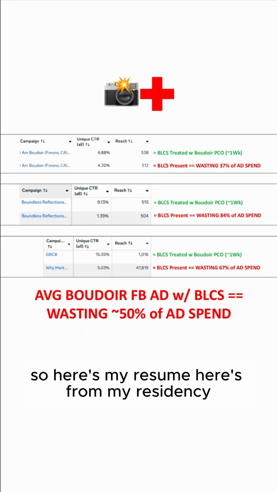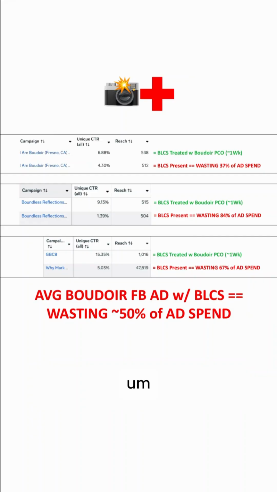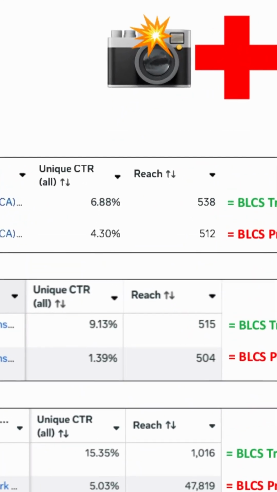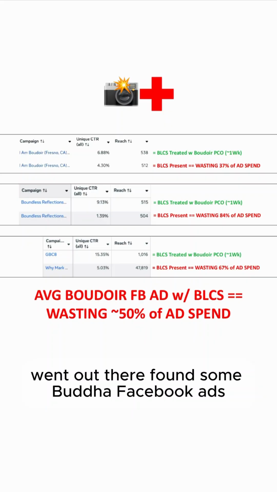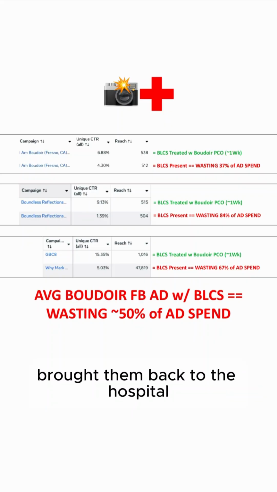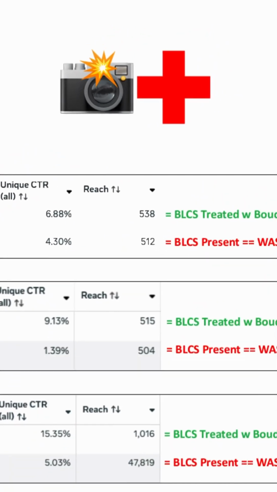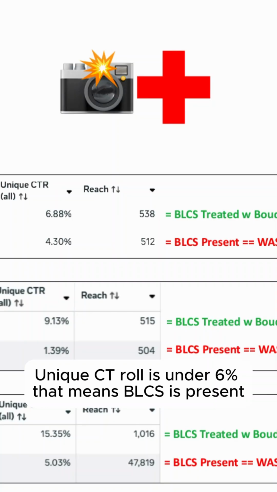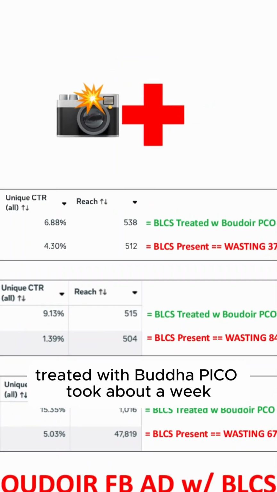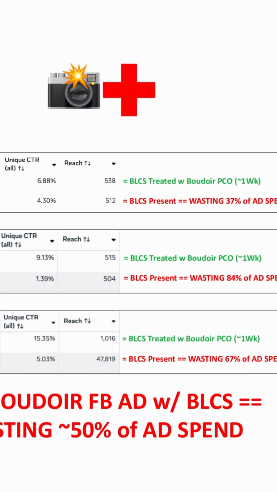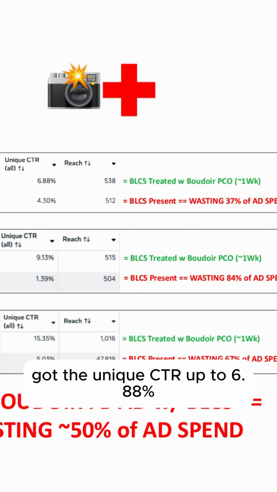So here's my resume, from my residency. I went out there, found some Boudoir Facebook ads, and brought them back to the hospital. First one, unique CTR 4.3% when I tested it. Unique CTR is under 6%, which means BLCS is present. So we duplicated it and treated it with Boudoir PICO. It took about a week, and we got the unique CTR up to 6.88%.